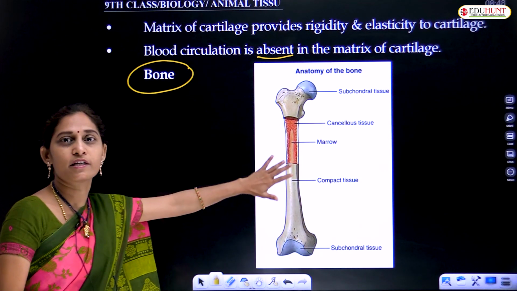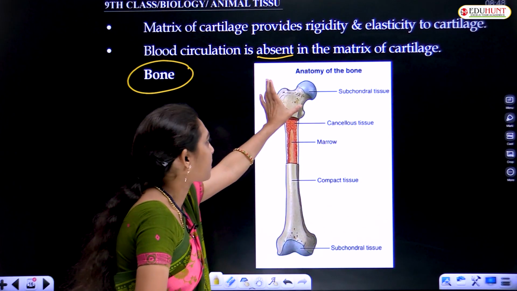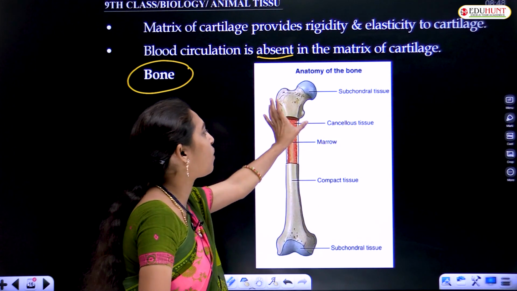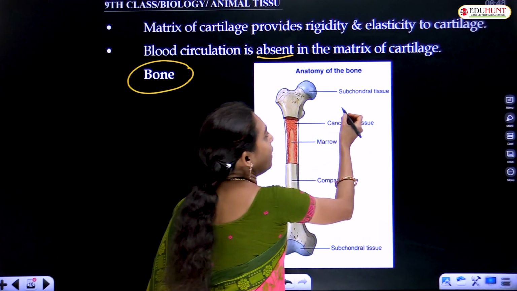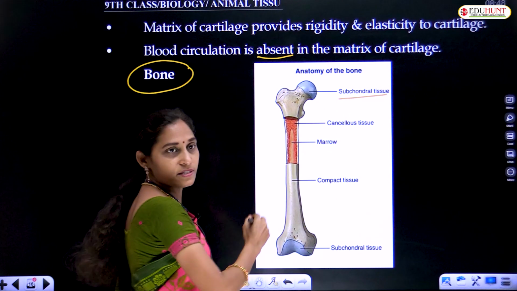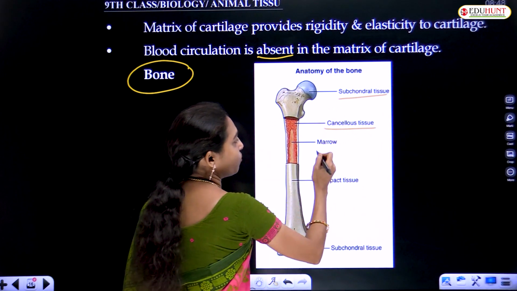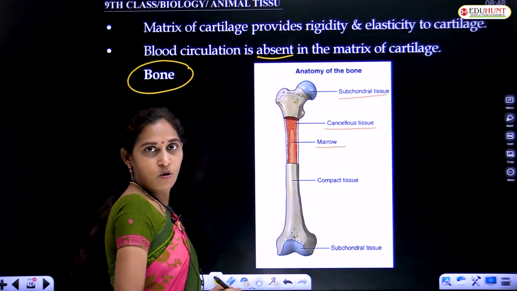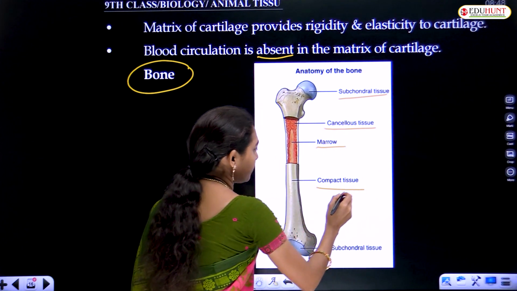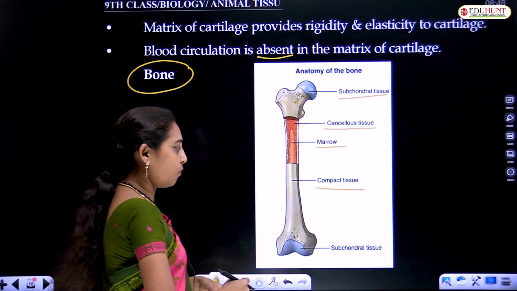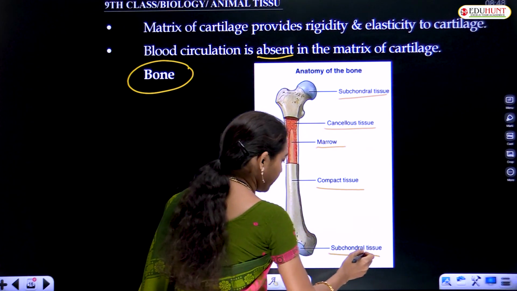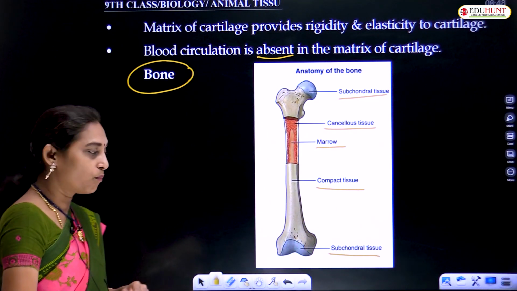Here on the screen you can see the structure of a bone, anatomy of a bone. This subchondral tissue is there, and cancellous tissue, this is the bone marrow, and compact tissue that surrounds the bone, and subchondral tissue beneath the bone.